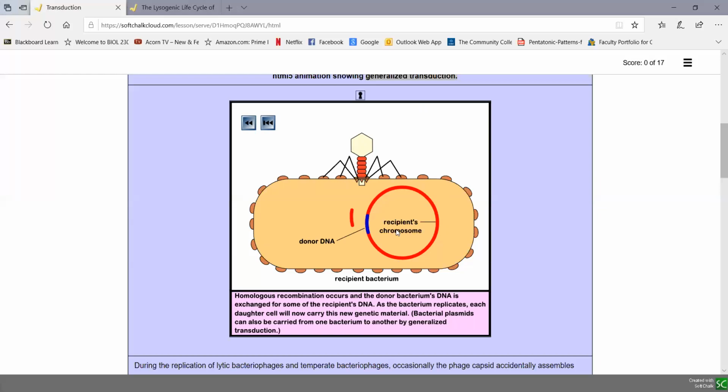So in generalized transduction, as we saw, it's a mistake that occurs during maturation or assembly, where a bacteriophage by mistake assembles around either a fragment of donor bacterial chromosomal DNA or around a plasmid. And then that one virus carries that donor bacterial DNA or plasmid to a recipient and injects it. And that becomes a trait of the recipient.